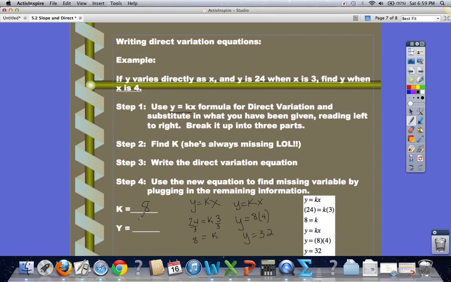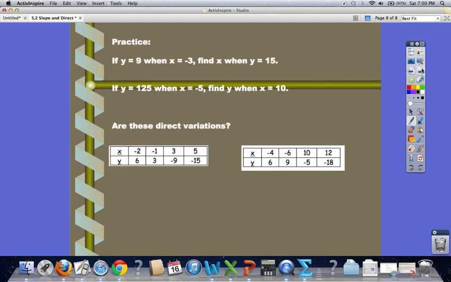And now you're done. So what that's saying is, when x is 4, y will be 32, based on that direct variation, based on the constant k being 8. Okay? Very, very easy to put into your problems. All right. Let's see if I have any more. Yeah, I do. Let's practice. Let's do one together.